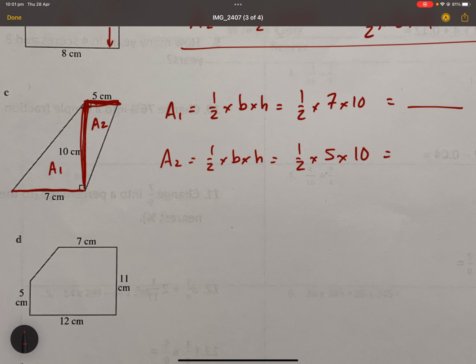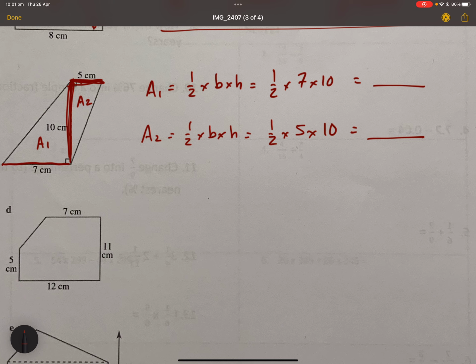Okay, so what's half of 5 times 10? What's half of 50? Get the answer there. A1 is a half of 7 times 10. What's half of 70? Get the answer there. And then you have to add these two areas up and get the total area. And that's your answer. So whatever it is, it's going to be in centimeters squared.